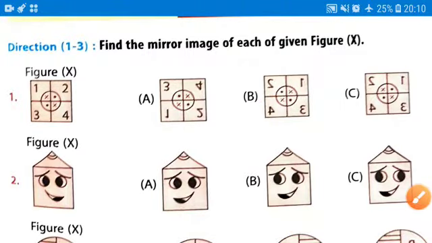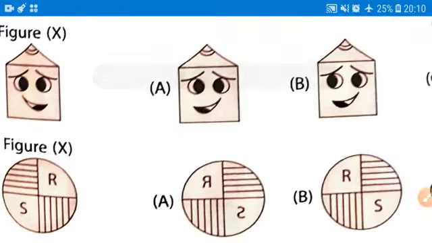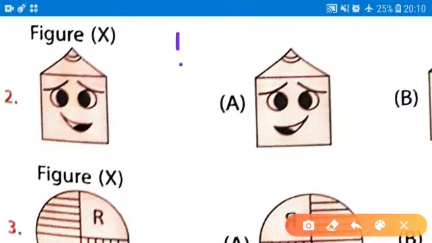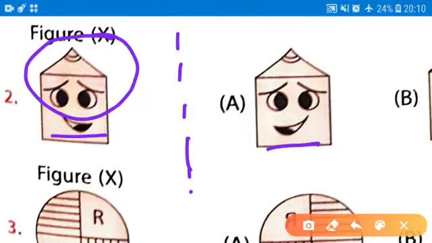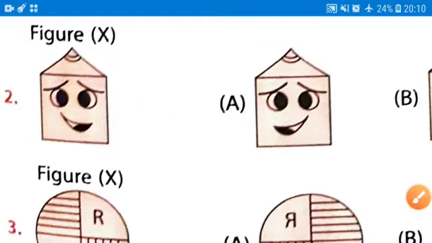Okay, now moving further to question number 2. In this question it is very simple. Here only the portion which is down, the mouth or lips we can say, is mirror imaged and the rest of the portion is as it is. This much is as it is and this much is mirror imaged, so it will be like this. Yes, and the correct answer for this question will be option A.